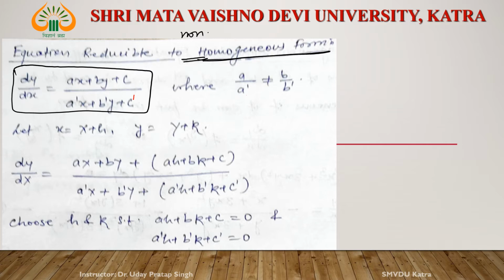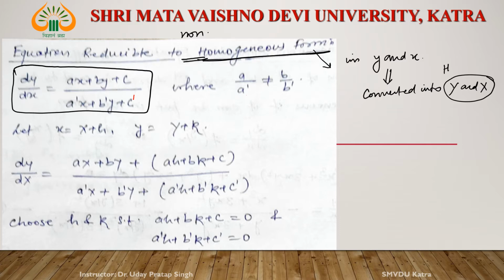Then convert it into homogeneous form. How do we convert it into homogeneous form? It is not homogeneous in y and x, but it is converted into homogeneous form in capital Y and capital X. How do we convert it? So let us apply the transformation.